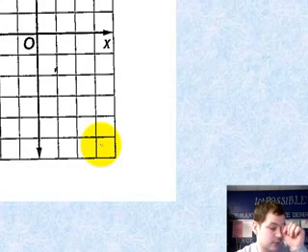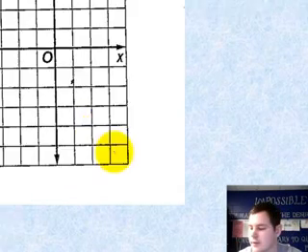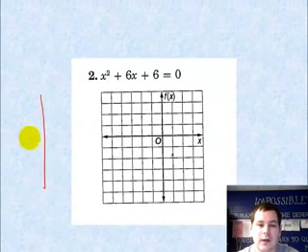Alright, so let's try to go through this one a little bit smoother than we did the last one. We want to start off the same process though. We want to start off with a t-table, x and y.